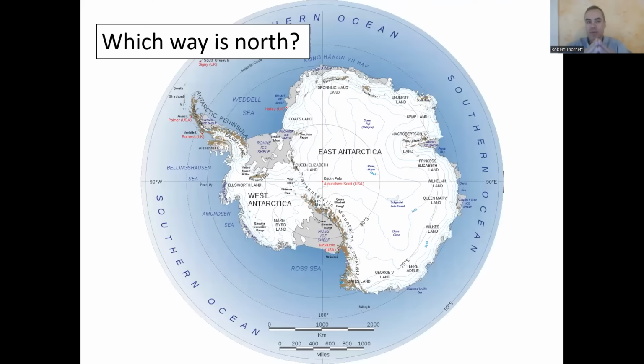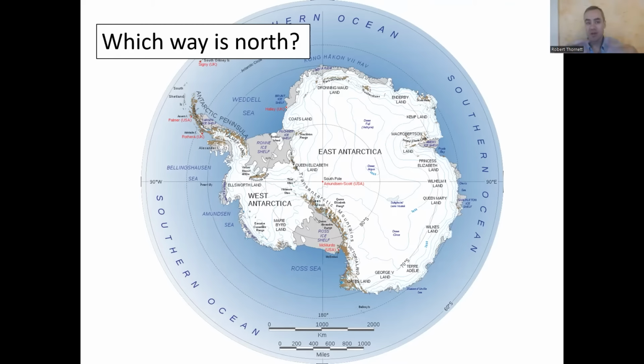So here's an example for you. Which way is north on this map? This is a map of Antarctica, and it's showing the bottom of the world looking down on the South Pole in the center. South Pole is in the center. So which way is north? Think about that for a second. Maybe pause the video, try to figure it out. Maybe you figured it out.